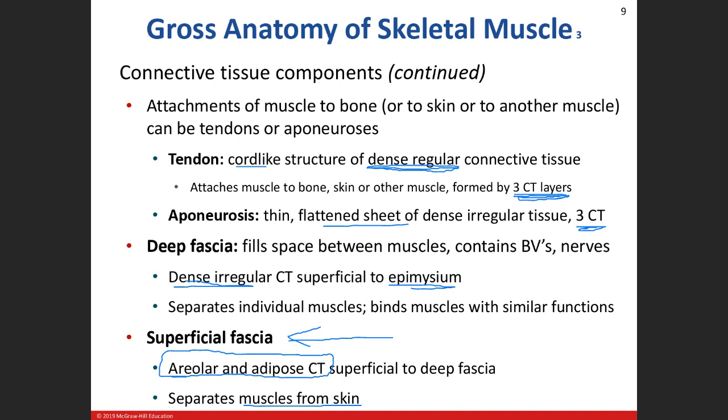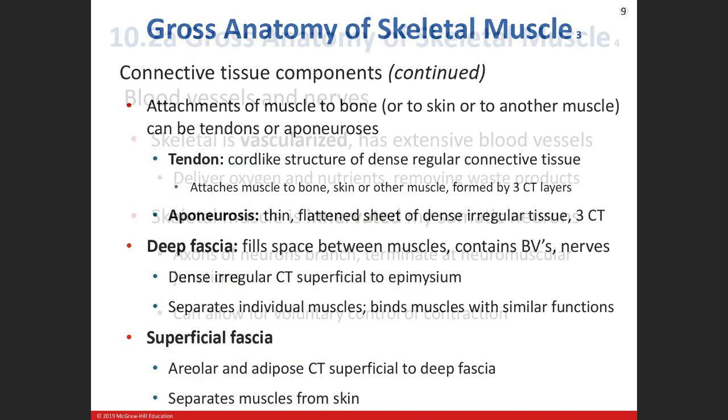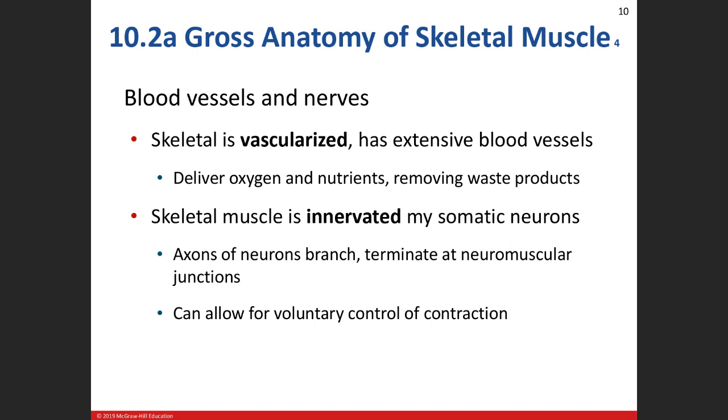All right, and then finally, the other tissues that we're going to find in our skeletal muscle organ are going to be blood vessels and nerves. So keep in mind, skeletal muscle tissue is highly vascularized. We have an extensive amount of blood vessels located here, which only makes sense, because those muscles, especially if they're undergoing a high metabolic rate, they need to get plenty of nutrients. And at the same time, they need to get rid of the waste products that they're producing.